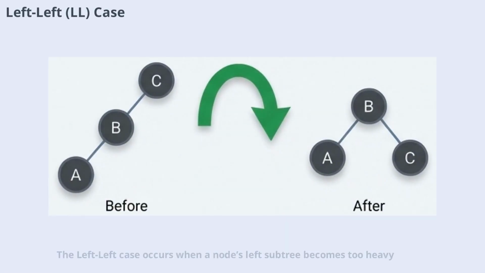The left-left case occurs when a node's left subtree becomes too heavy. This imbalance is corrected with a single right rotation, which restores balance quickly and efficiently. Visualizing these rotations helps clarify how AVL trees maintain their structure.